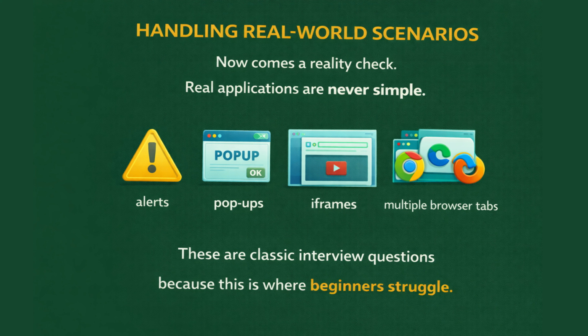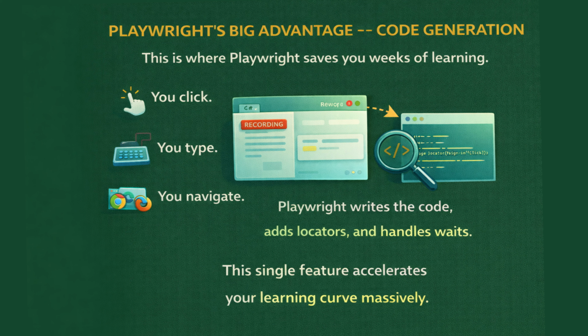So, Playwright's big advantage is code generation. This is where Playwright gives you a massive advantage. Playwright can record your actions and automatically generate test code. You simply click, type, navigate, and Playwright writes the code, adds smart locators, handles waits automatically. This single feature can save you weeks of learning and trial and error.